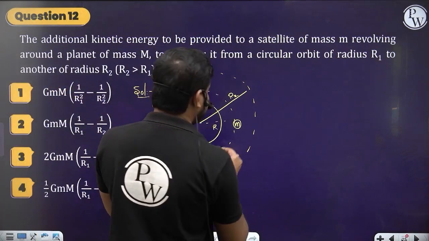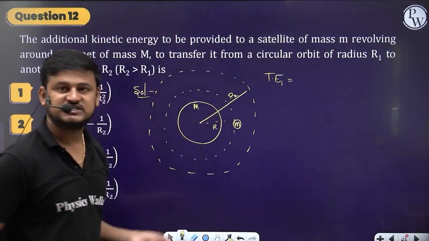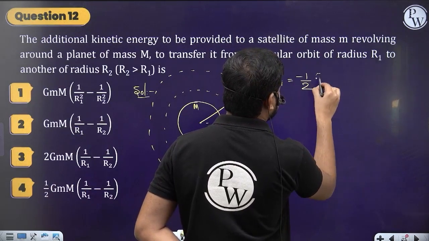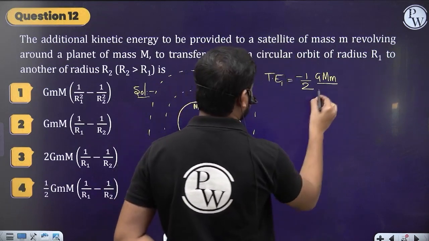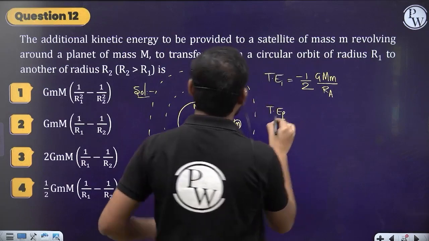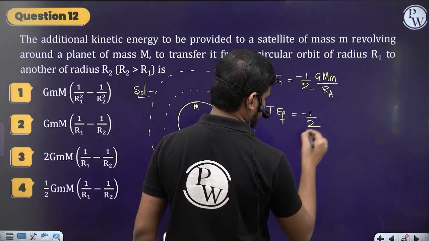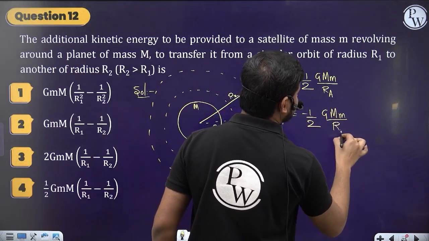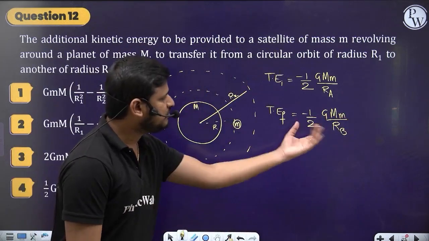So here, initially, what is the total energy of the satellite? Tell me. Initially, we have minus half GMm by RA, where the mass of the planet is M and the satellite is of mass m, and the radius is RA. And what is the final when it is shifted to the radius R2? Its total energy will be minus half GMm by RB. The mass of the satellite will not change, and the mass of the planet will not change, so they both will be the same.